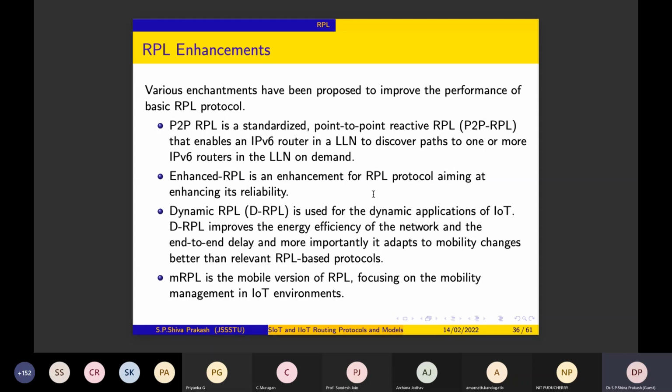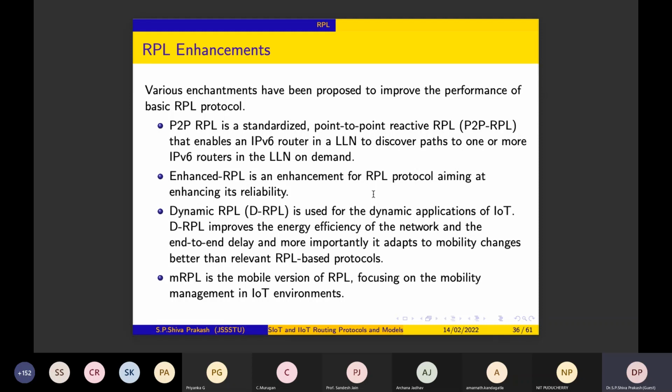It's a reactive RPL that enables an IPv6 router in an LLN to discover the paths to one or more IPv6 routers in an LLN on demand. Enhanced RPL is an enhancement for the RPL protocol aiming at improving its reliability. DRPL is a dynamic RPL for the dynamic applications of IoT, which improves the energy efficiency of the network and end-to-end delay, and more importantly, it adapts to mobility changes better than the RPL-based protocols.